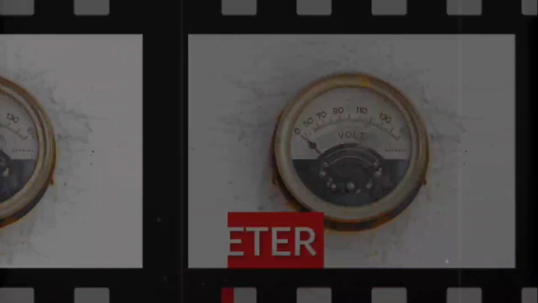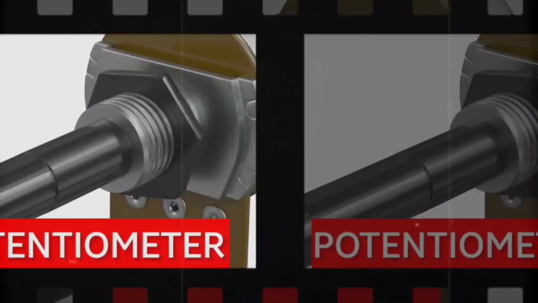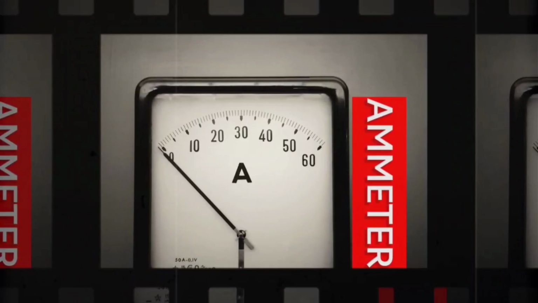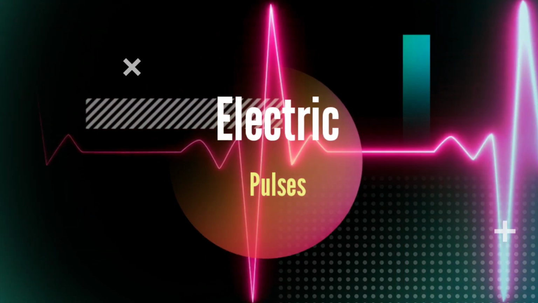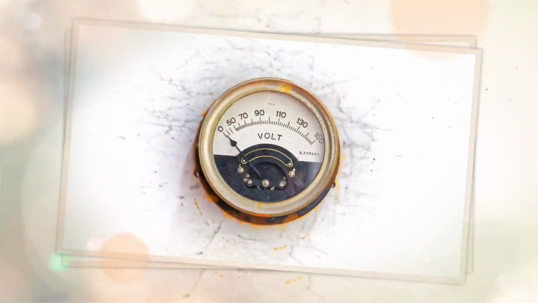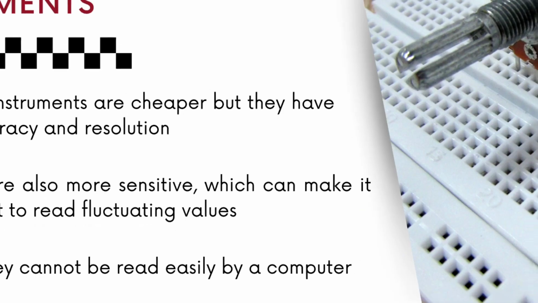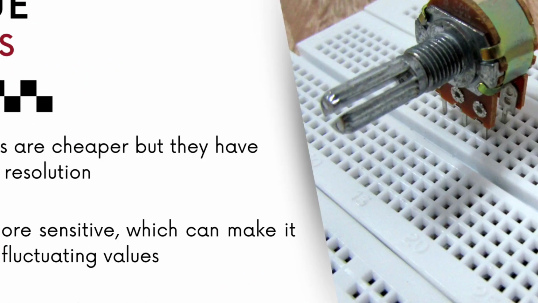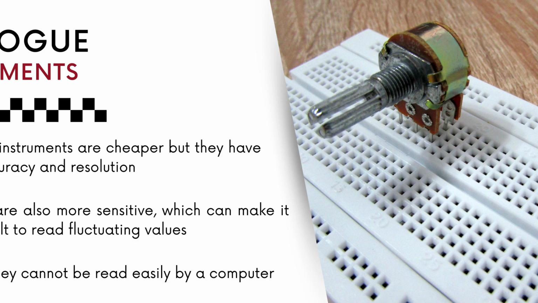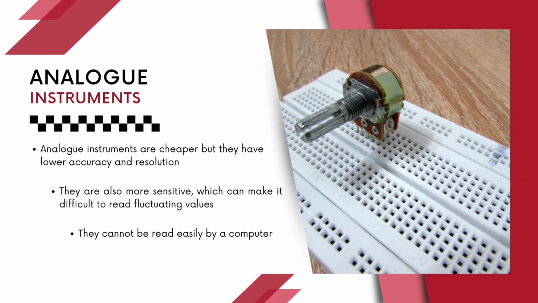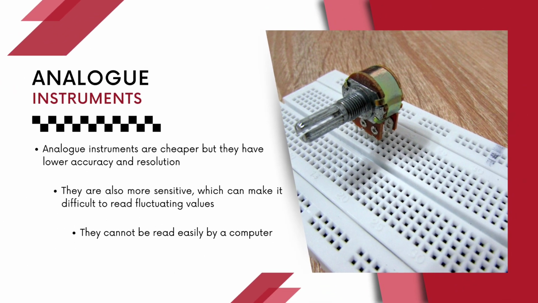Let's talk about the analog instruments. When you say an instrument is analog, you're saying that it can transfer information through electric pulses of varying amplitude. The instrument tends to have a dial. They're quite cheap, but they have a lower accuracy and resolution when you compare them to the digital counterparts.